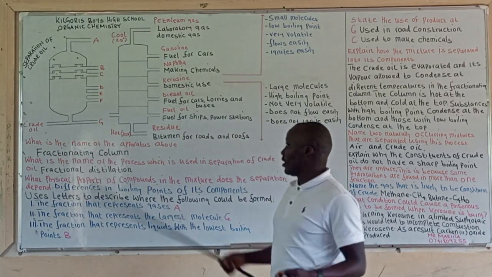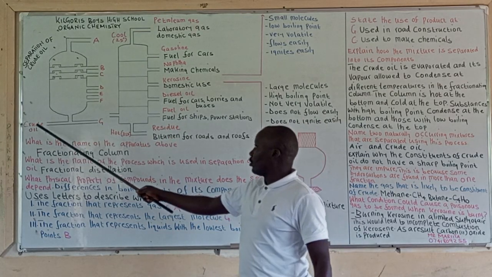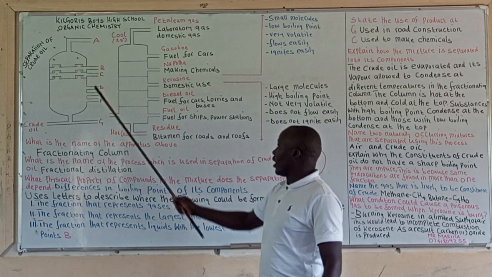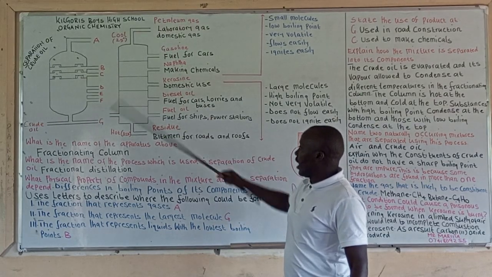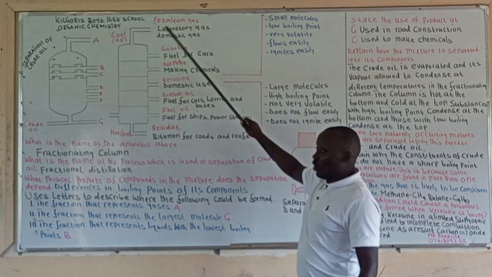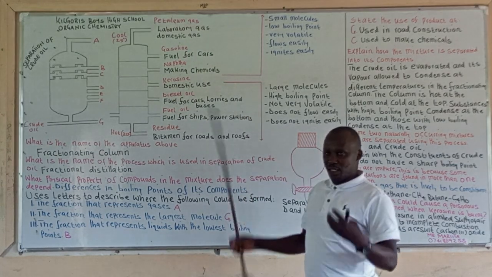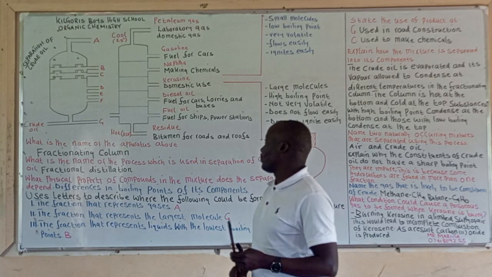So in my diagram here, I have two diagrams. We have the first diagram where we have a crude oil, then we have letters A up to G. On the other side, I have another diagram here. This one is containing some of the questions here. But when you look at the second diagram, this is a method used for the separation of the crude oil.